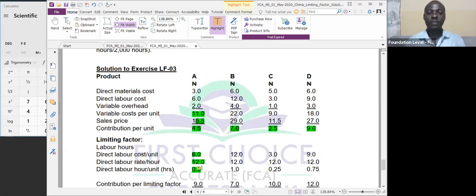So that means you have step number 3 now. Step number 1 is identify your contribution per unit. You have it already here. It is derived here, 4.5. Step number 2, look for your limiting factor. From the question, it is the labor hours. Step number 3, look for your limiting factor per unit. We are not given hours per unit. We derive labor hours per unit by looking at how much our labor cost is and how much the rate is. So labor cost is 6 naira, the rate per hour is 12 naira per hour. So dividing 6 naira by 12 naira, you have 0.5 hours used in making A.